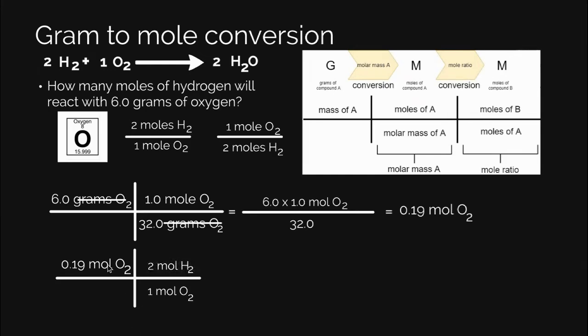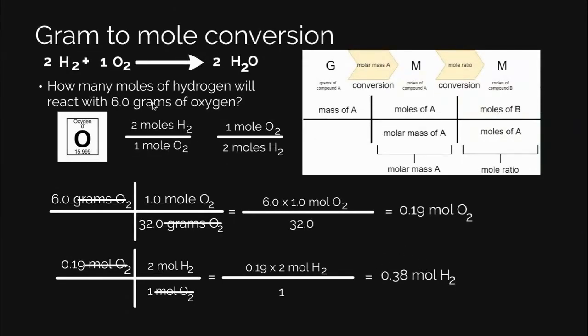So when I set it up this way, notice my units, mole of O2, I have both the top left and the bottom right, and they are the same units, so they will cancel with each other. So now I'm left with the moles of H2. If I simplify this into an expression and a calculation, I get that 0.19 multiplied by 2 moles of H2 divided by 1. If I put this into my calculator, I will get the result of 0.38 moles of H2.